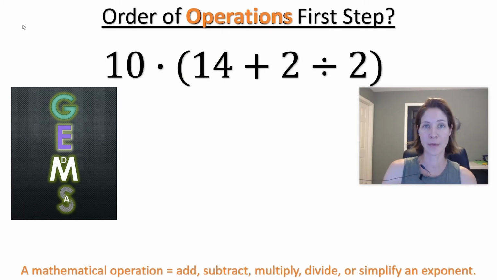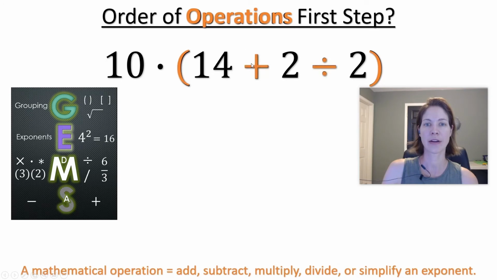Okay, what about this one? We have some different operations, but we also can see our grouping symbols, which is our parentheses. So we have to now do the parentheses first. But if you notice, inside the parentheses, there are two different operations. So we need to apply order of operations, G.E.M.S, to the inside of the parentheses. So are we going to do addition or are we going to do division? Well, if we look at G.E.M.S, division happens before addition down here.